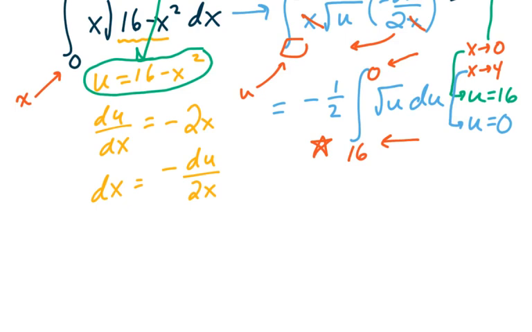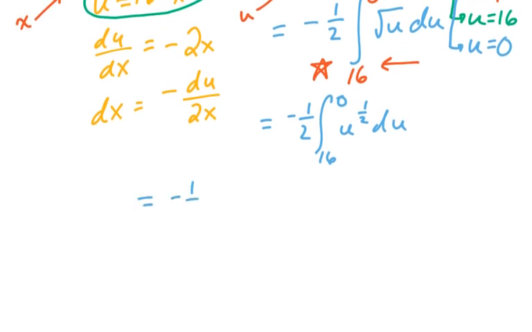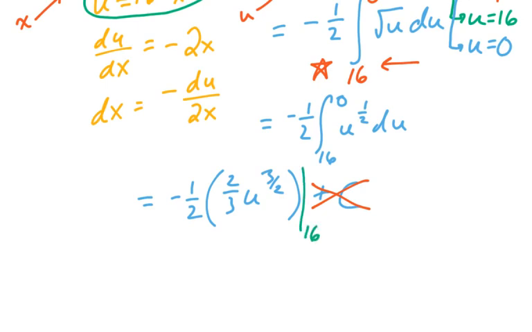Now, inside the integral, it's a very simple expression, so this isn't too bad. Negative 1/2, the integral from 16 to 0 of u to the 1/2, the square root of u, du. This is pretty easy to integrate. This becomes negative 1/2 on the outside. u to the 1/2 turns into 2/3 u to the 3/2. Notice I'm not going to put plus c on the outside. Why is that? Because it's a definite integral. We don't have to write plus c on the outside. But we do have to evaluate this from 16 up to 0.